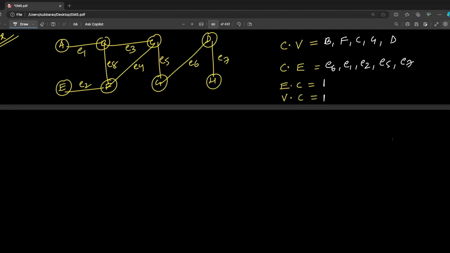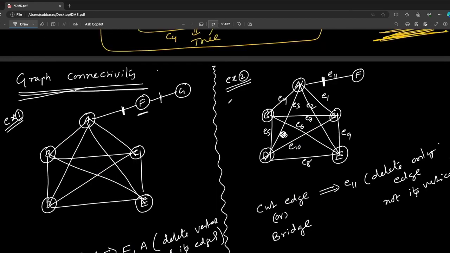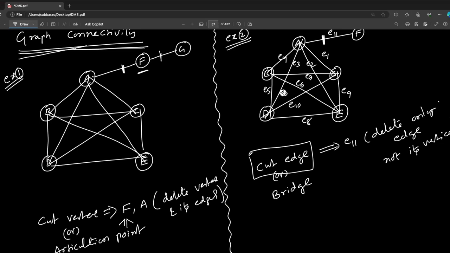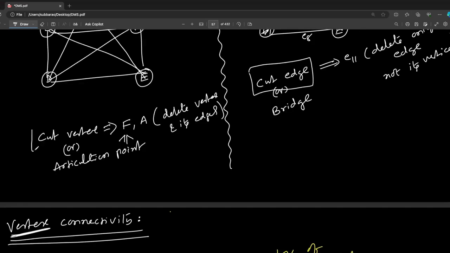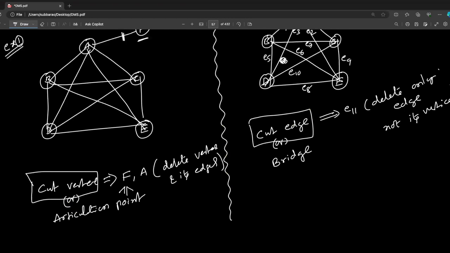Someone is saying, if they ask for a cut vertex, cut vertex means articulation point. See the definitions. A cut edge means one edge. Be careful, a cut vertex is one vertex. The cut vertex is also called an articulation point, and the cut edge is called a bridge.